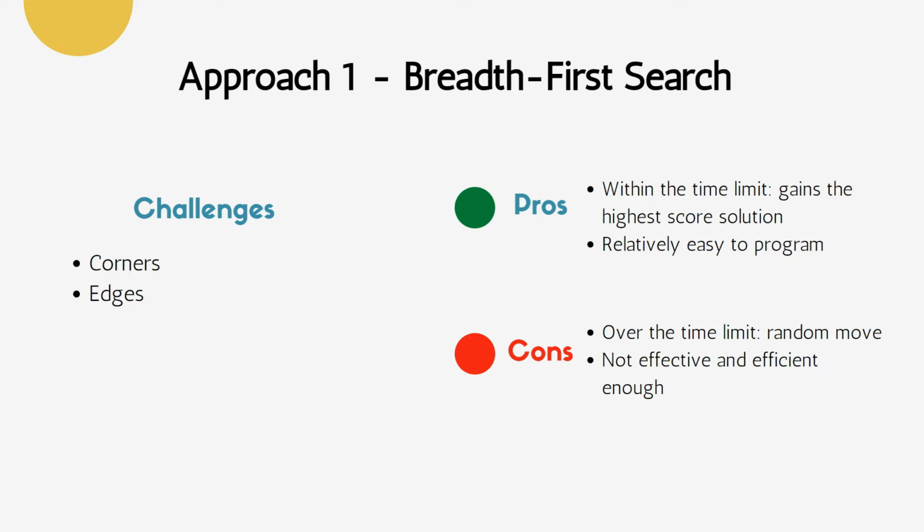By checking all possible moves, BFS will choose the move with the highest score. We need to care about corners and edges, which may influence the win rate and the state of the game. If the action runs within the time limit that we set, we could always get a solution that gains the highest score for the current move. However, if the action runs over the time limit, we make a random move, which is probably not the optimal solution. Besides, BFS is relatively easy to program, but is not effective and efficient enough compared to other algorithms.